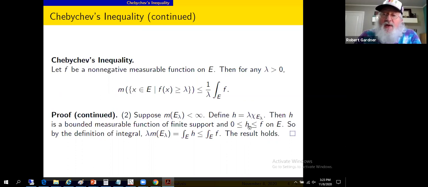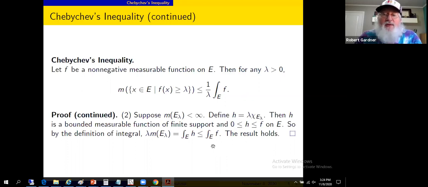h is itself non-negative and less than or equal to f, right? That's because if h isn't 0, then it's lambda, and the places where h is lambda are places where the function f is greater than or equal to lambda. So this is the function value for such x values on the set E sub lambda, and we get the inequality f of x is greater than or equal to h on those sets. So indeed, h is greater than or equal to 0 and less than or equal to f, and that holds throughout the set E.